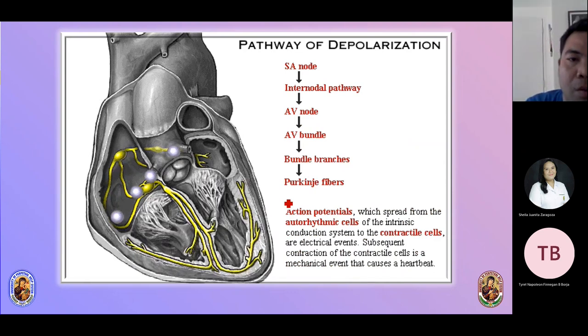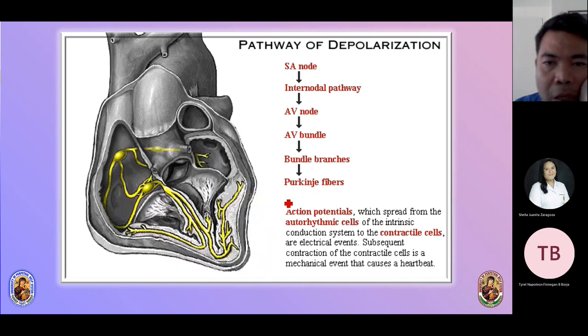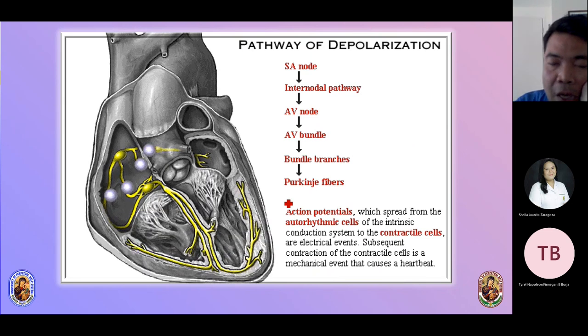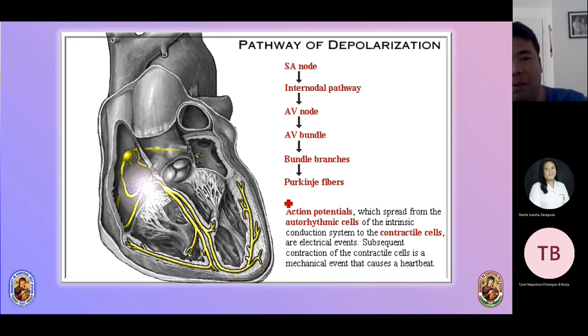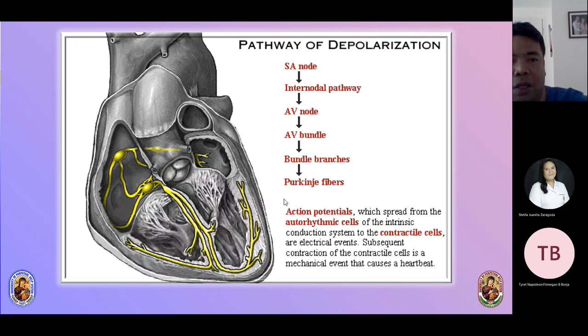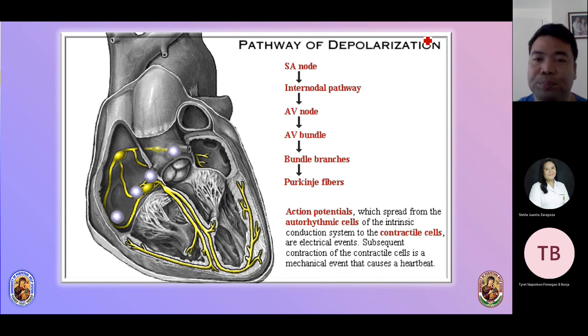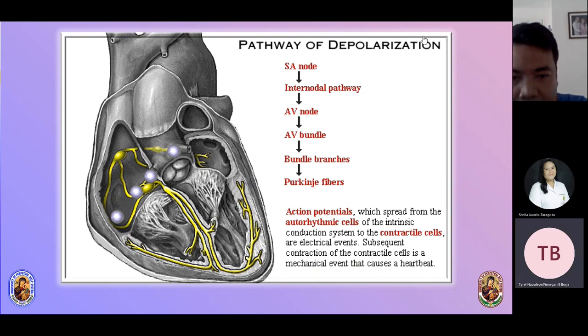Now, although all of those cells, lahat ng kulay yellow dyan, are automatic cells, autorhythmic cells, or pacemaker cells, there is only one considered as the primary pacemaker of the heart. Based on what you are observing right now, which of all of those yellow cells do you think is considered as the primary pacemaker of the heart? Alin dyan ang primary pacemaker? Sa tingin niyo? Hello? Yung SA node.